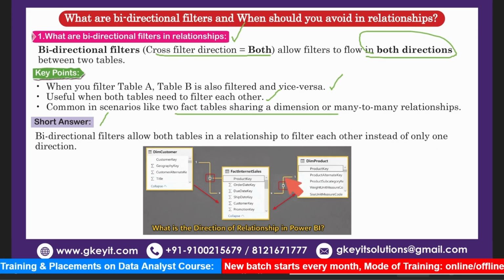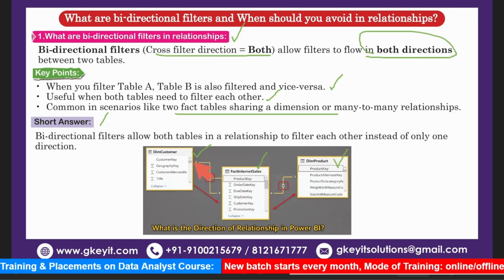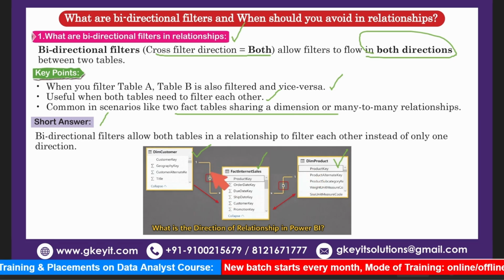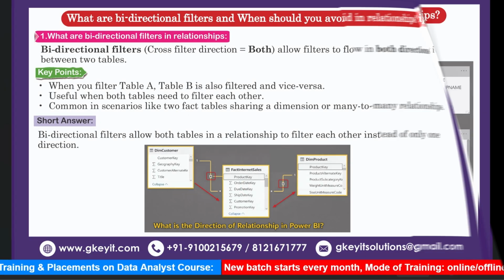Let us say this is a simple diagram with dim customer, dim product and fact internet sales. Here this is a one-to-many relationship, and from here also it is a one-to-many relationship. This is the direction of the filter. These things we will see practically in Power BI Desktop as well.